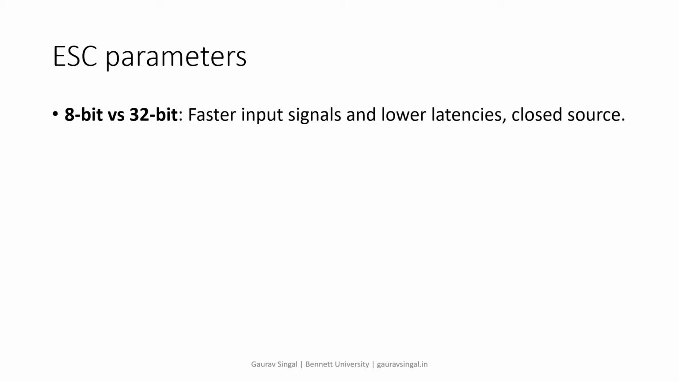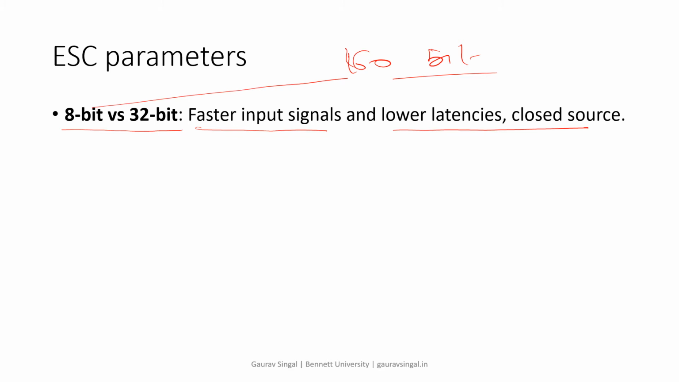So what is the comparison between 8-bit and 32-bit? Suppose we have two ESCs, one having 8-bit processing, one having 32-bit processing. Basically, it will have faster input signal and lower latency compared to the closed sources. Suppose you want to send 160 bits of data, then with this 8-bit, it will take around 20 milliseconds.